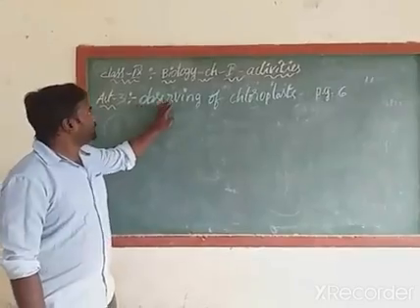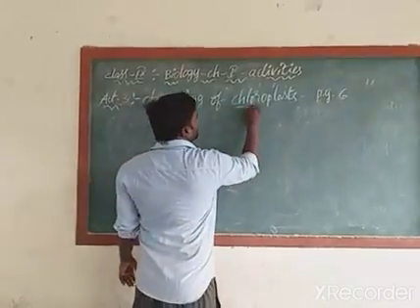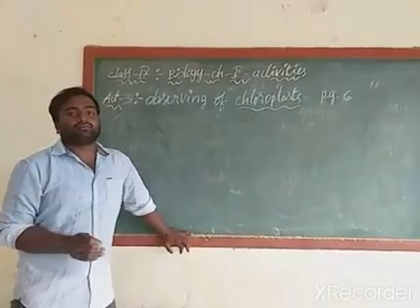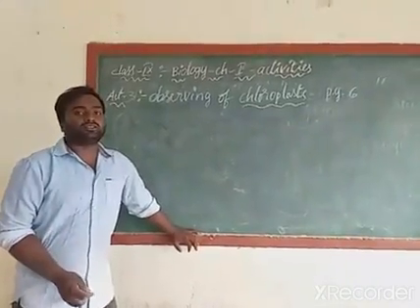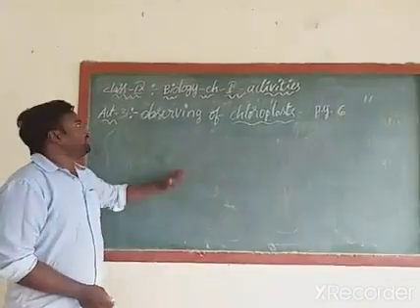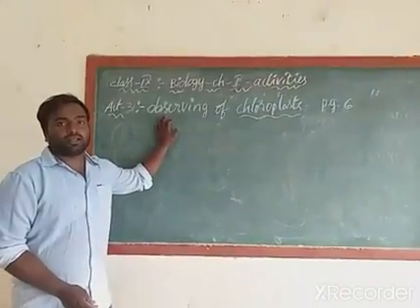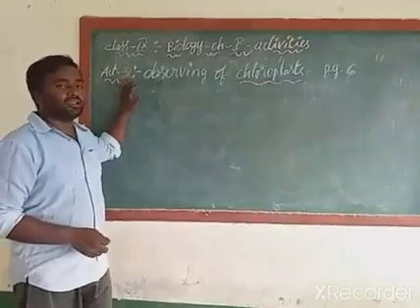Now we are going to observe the chloroplasts. What about chloroplasts? Chloroplasts are useful for the green color. So why are most of the plant leaves green in color? Because of the presence of chloroplasts. So how do we observe the chloroplasts in plant leaves? Now we are going to discuss in activity 3.